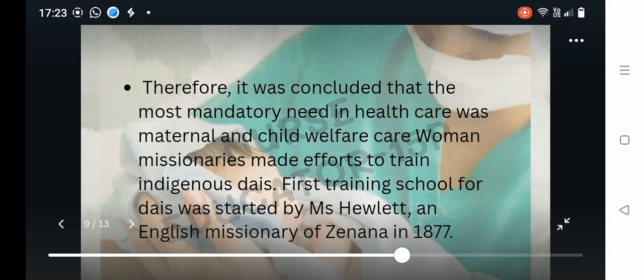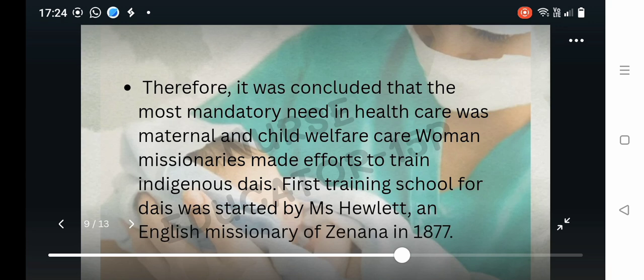Women missionaries made efforts to train these dais. Because dais did not have any formal training, the missionary women trained them for conducting labor. Training is very important for the dais, because if there are any complications they will not know what to do during the delivery.